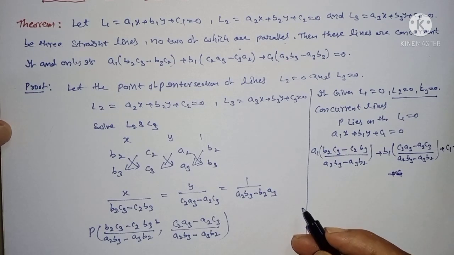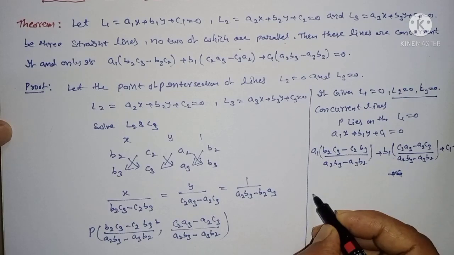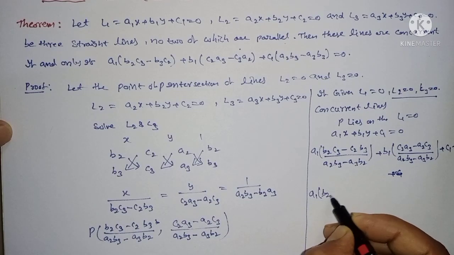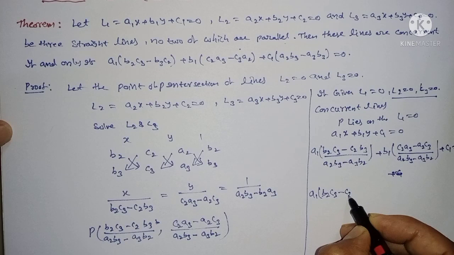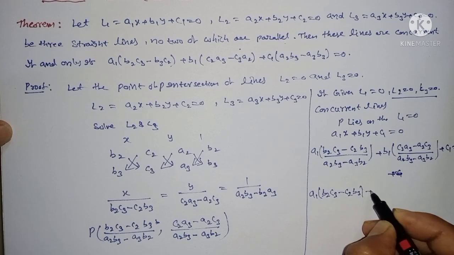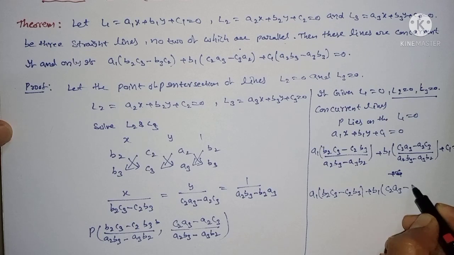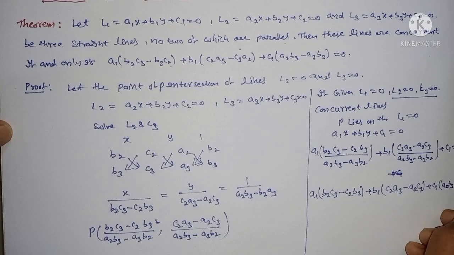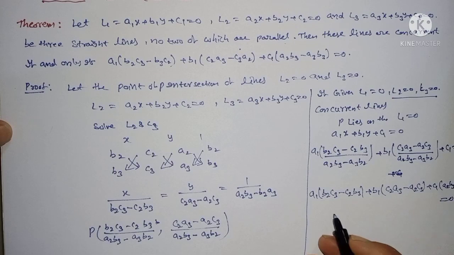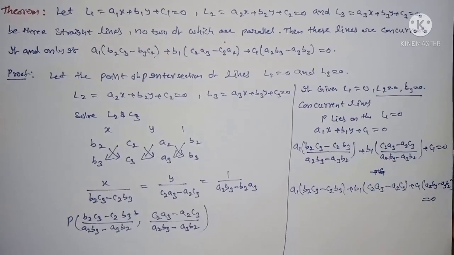You can take your LCM and simplify. What happens is A1 of (B2 C3 minus C2 B3) plus B1 of (C2 A3 minus A2 C3) plus C1 of (A2 B3 minus A3 B2) is equal to 0. This is our condition.